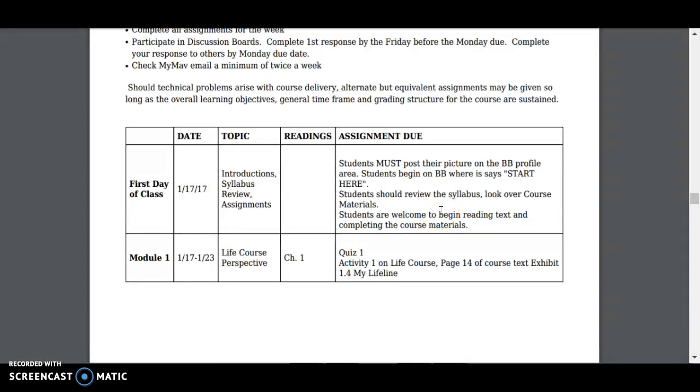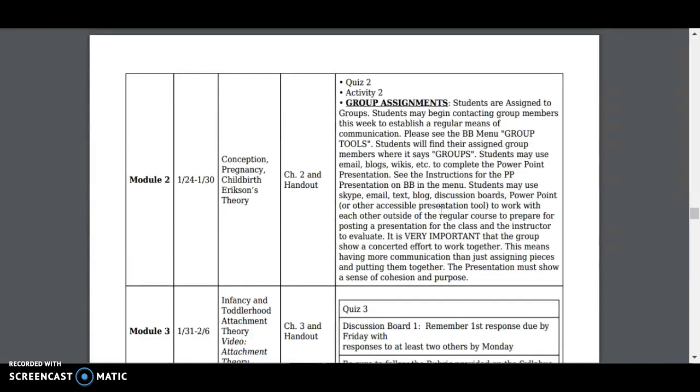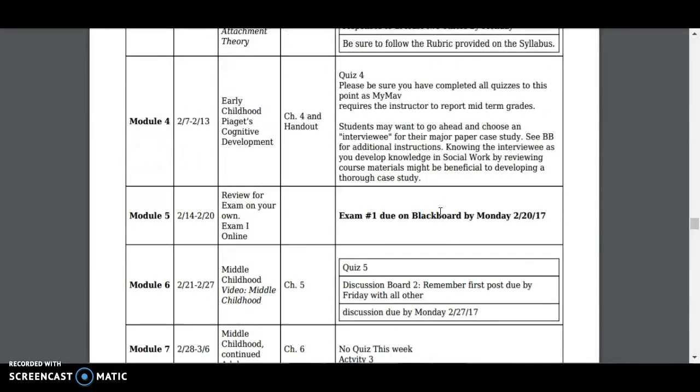Again, be sure and read the syllabus for detail. This is your course schedule, and everything is there. It talks about what you need to do for the week. What I would do is get a calendar or a planner of some kind and write in all of the due dates. It would be a good idea.